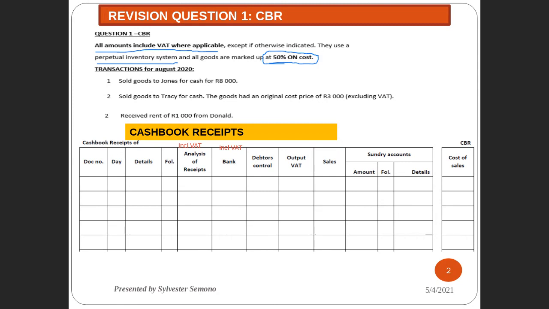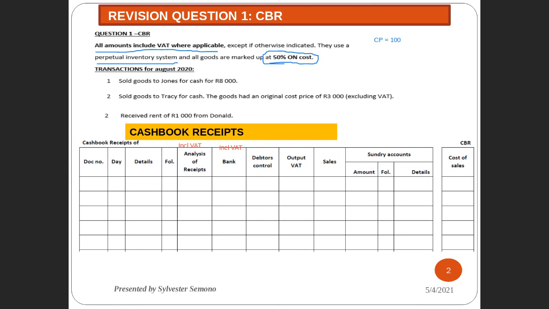Okay. Remember, by using perpetual, it means you must show both sales and cost of sales. That's why they give you columns for sales and cost of sales. Can you see now? So immediately, if I'm writing the test, I will go and say, okay, because I've got 50% on cost, I don't have to waste time. Remember, you can go and analyze. So you can quickly go and say, let me analyze my cost price. Remember, we said it's going to be 100. That's how we did it.